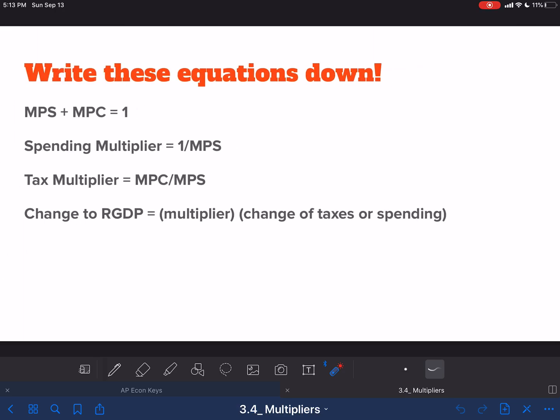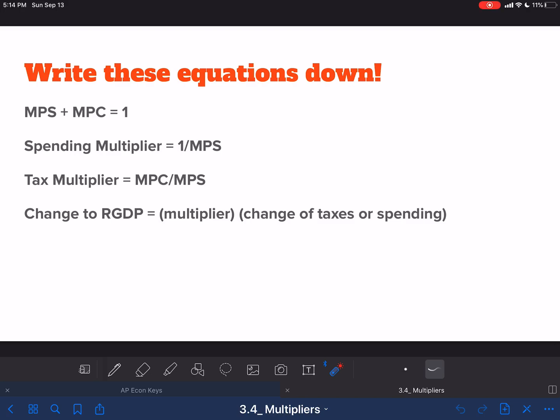And these are the important equations for multipliers. So you'll want to write these equations down and have these equations ready for next class. We're going to be using them and explaining a little bit more.